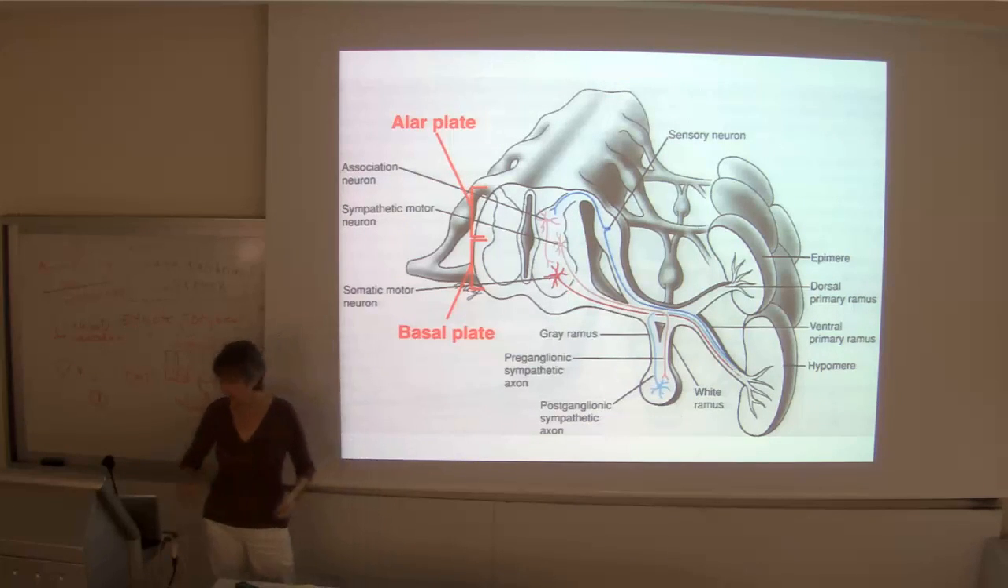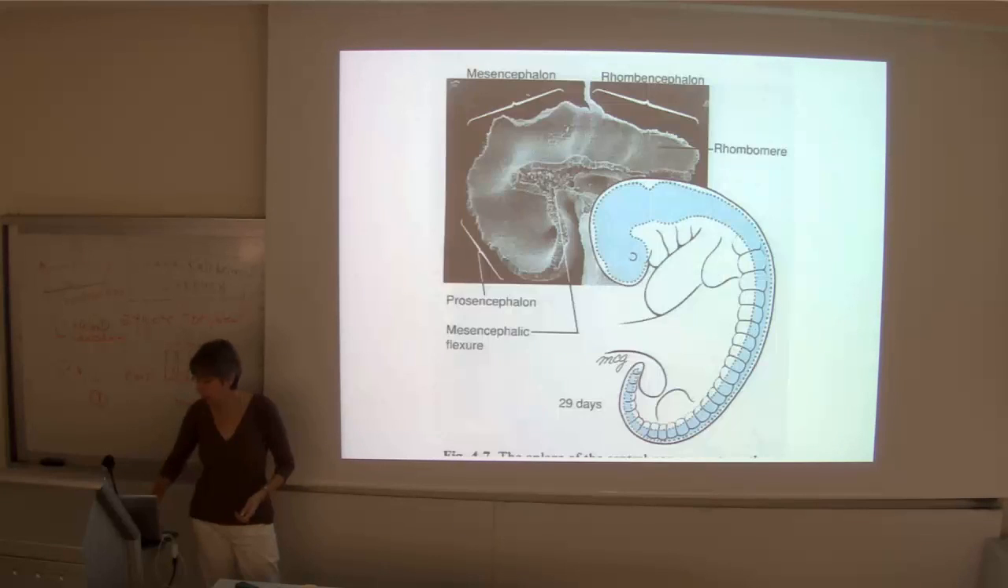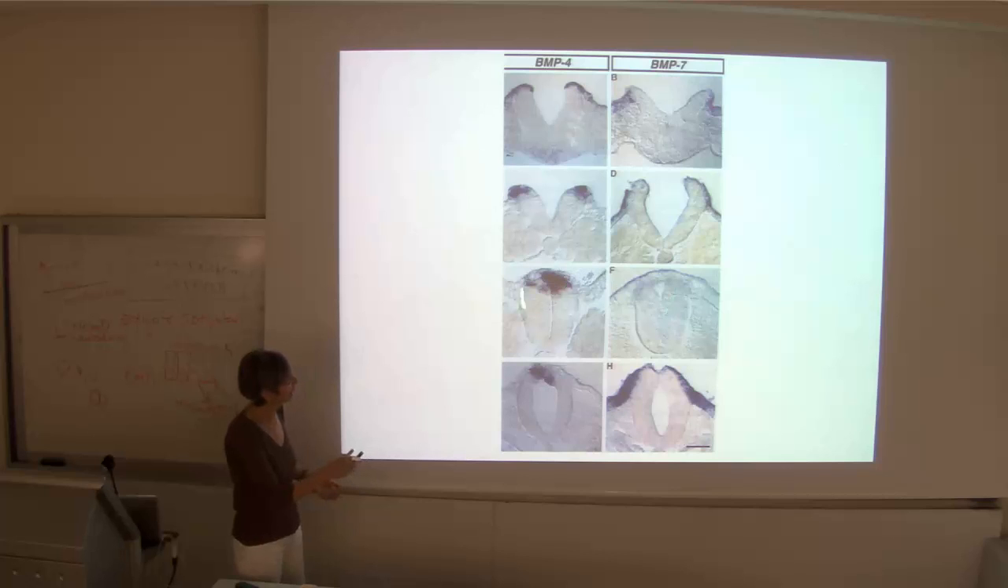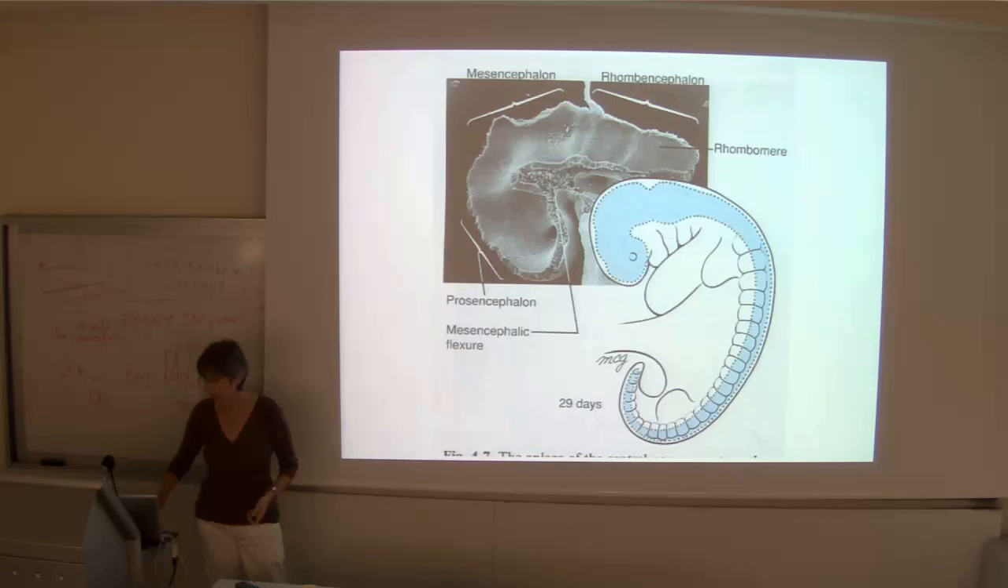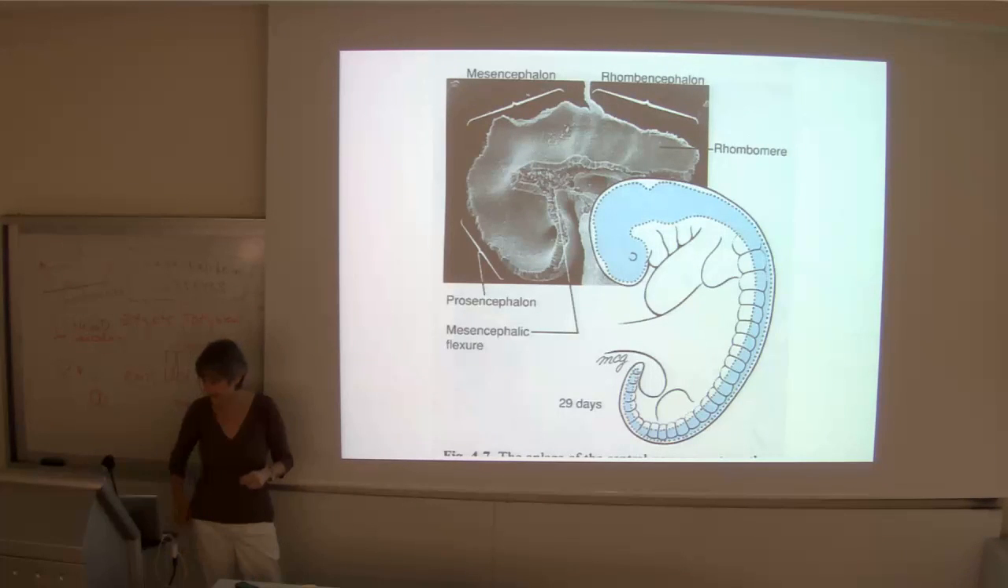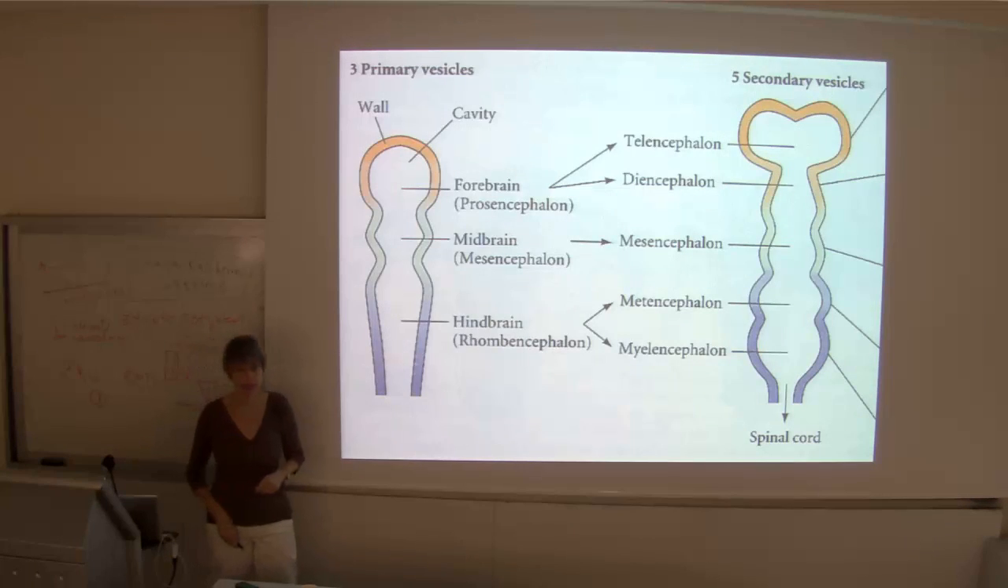So this is the spinal cord. Now, if we go to the brain, and just a bit, we have at the patterning stage markers, molecular markers, that characterize these different dorsoventral areas. I'm not going to bother you with that. Let's go to the brain.